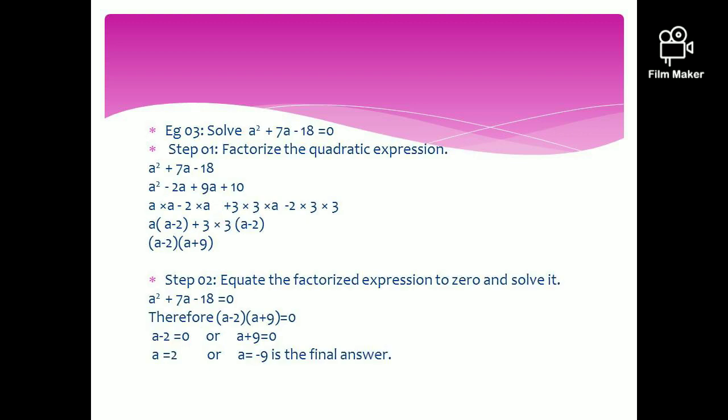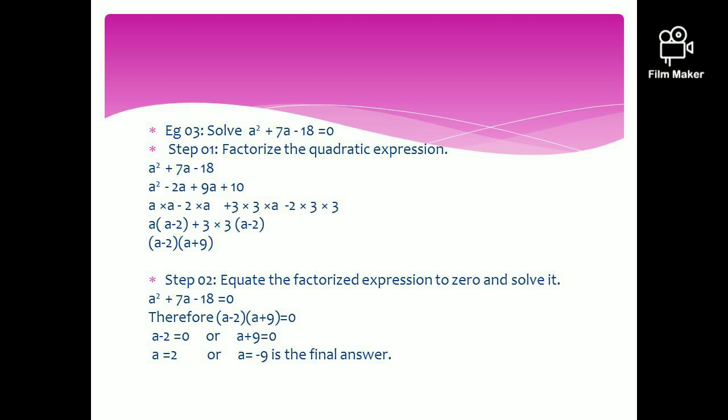In this example, they ask us to solve the quadratic equation a squared plus 7a minus 18. Step number 1 is to factorize the quadratic expression a squared plus 7a minus 18. To obtain the factors, the first step is to multiply the coefficient of the square term with the constant term. 1 into minus 18 is minus 18. Then we have to find the factors of minus 18 whose addition equals 7. You can clearly see that it is 9 into minus 2.